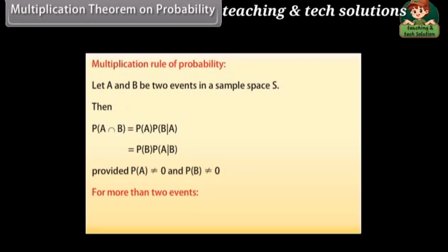For more than two events, probability of A intersection B intersection C is equal to probability of event A into conditional probability of event B when A is given into conditional probability of event C when A intersection B is given is equal to probability of event A into conditional probability of event B when A is given into conditional probability of event C when AB is given.